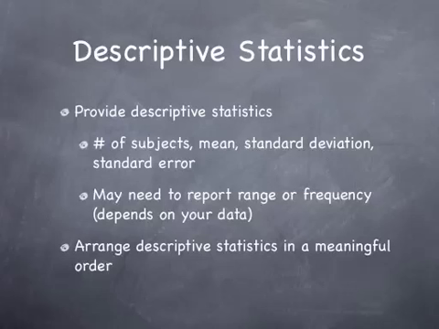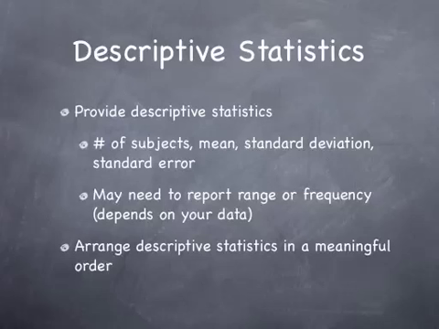Okay, so in a descriptive statistics section, you need to provide the number of subjects, the mean, standard deviation, and standard error. You may also provide the minimum number and the maximum number. It doesn't necessarily always need to be reported, but the number of subjects, mean, standard deviation, and standard error must be reported. You may need to report the range. That would be the min and max, or the frequency. That just depends on what kind of data we have. So we'll just have to think about that when you design your study.